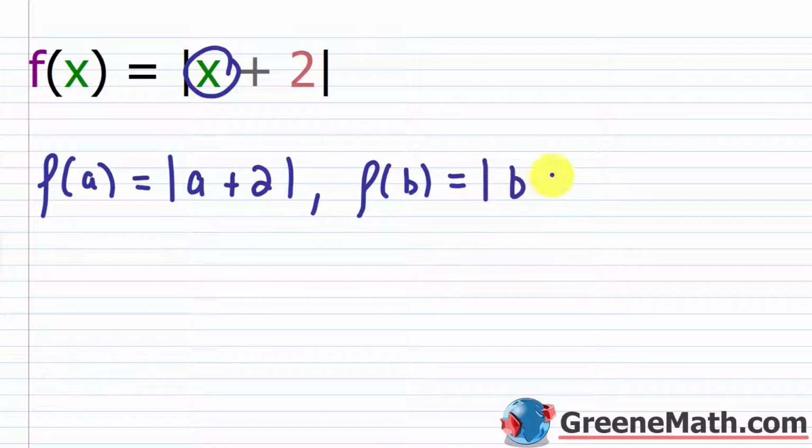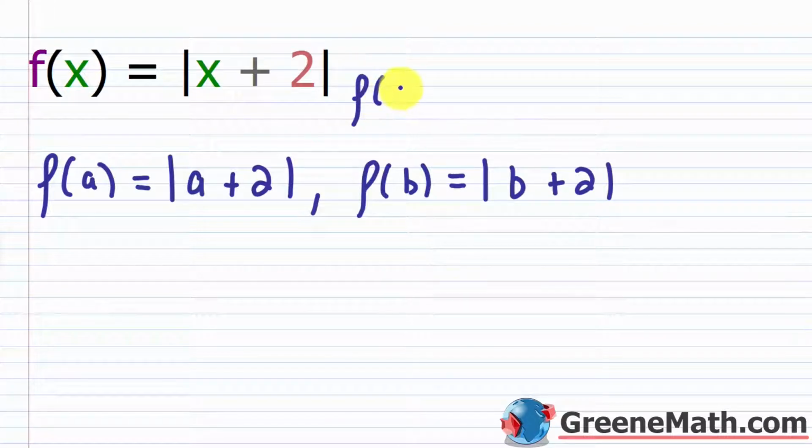So we'd have b plus 2. Nothing that's too fancy, nothing that's too confusing. Again, if f of a is equal to f of b, then it's got to be true that a equals b. And that's got to be true all the time.